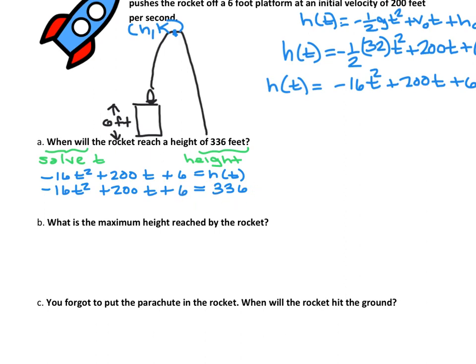336 over here to the left. I'm going to subtract that from both sides. And when I subtract it from the left, I'm going to put it under its like term, which is the constant. And finally, we have -16t squared plus 200t minus 330 equals 0.